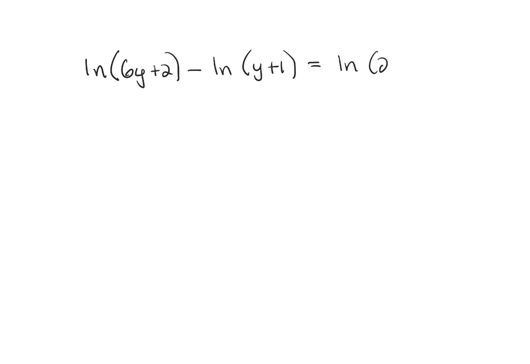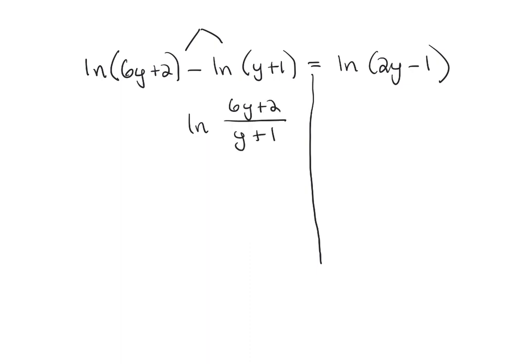All right, example number 5. We're going to look at another property of logarithms. So natural log of 6y plus 2 minus ln of y plus 1 equals natural log of 2y minus 1. Now, we have two choices. For this example, I'm going to condense these and turn this into natural log of 6y plus 2 over y plus 1.